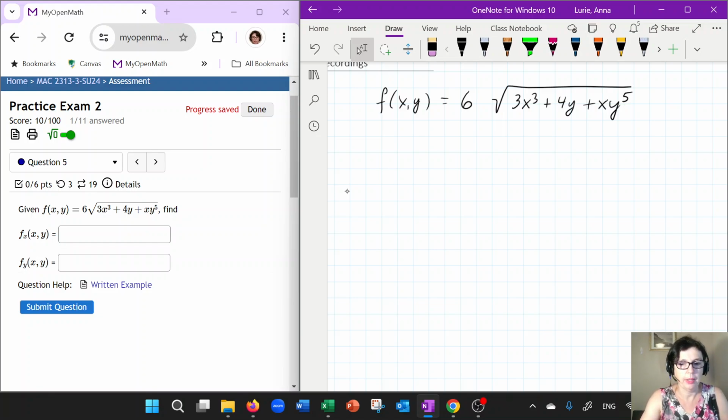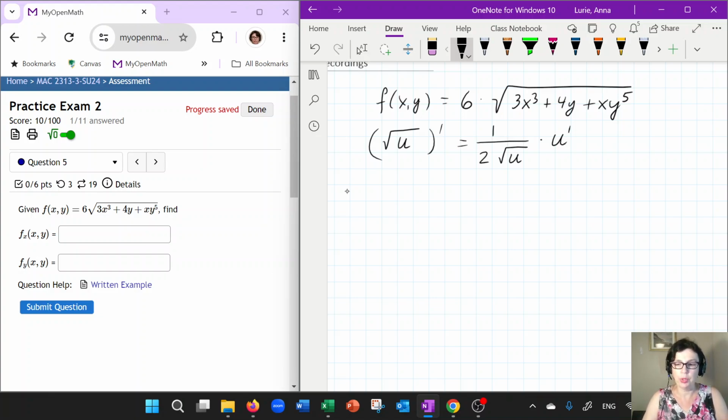In this question number 5 of practice exam 2, we are going to calculate the partial derivatives of the square root function. You should know, and it should be memorized, that the derivative of the square root of anything, whatever that u is, is 1 divided by 2 square roots of the same exact thing. And then because of the chain rule, that thing will have to be multiplied by the derivative.